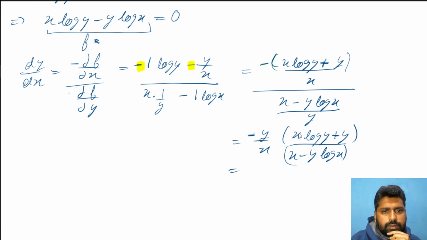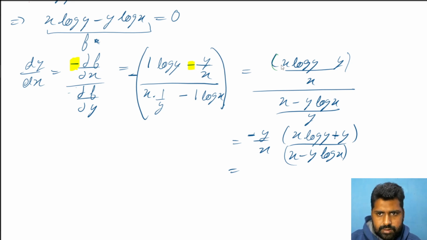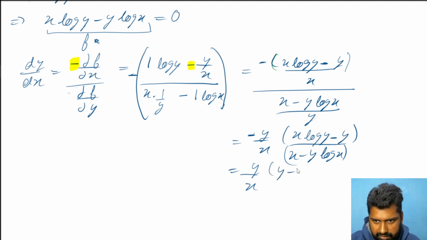Have we missed something? Why have I written negative? Oh, my bad. I put the wrong negative. This negative was with the complete term, so that was here with the whole term. I should have left that. That's it. I think now everything will get normal. This was x log y minus, this was minus y, that was correct. So that means this minus was also correct. Now it's matching. Take the negative inside if you want. So y by x, it is coming y minus x log y upon x minus y log x.